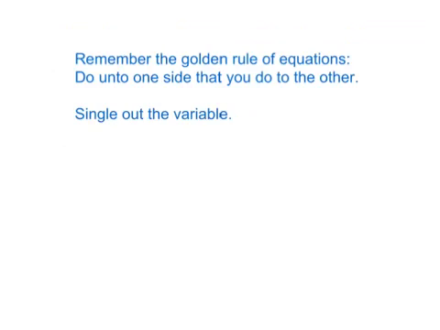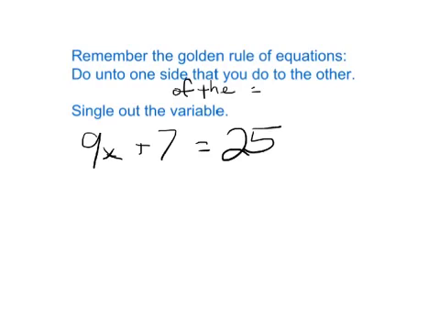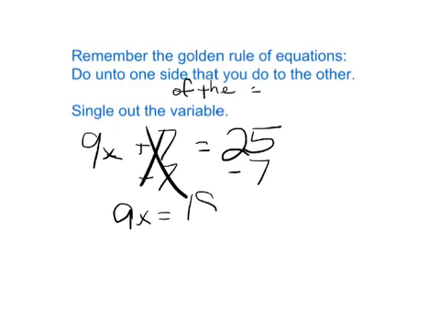So in summary, let's look at this golden rule of algebra. Golden rule of equations, we can say: do unto one side of the equal sign that you do to the other. Just an example here, 9x plus 7 equals 25. Subtract 7 from both sides. We should not subtract 7 from this right here. No, subtract 7 from both sides of the equal sign. So subtract 7 right here, which cancels out. Subtract 7 over on the right side of the equal sign. Rewriting the equation, 9x equals 18.